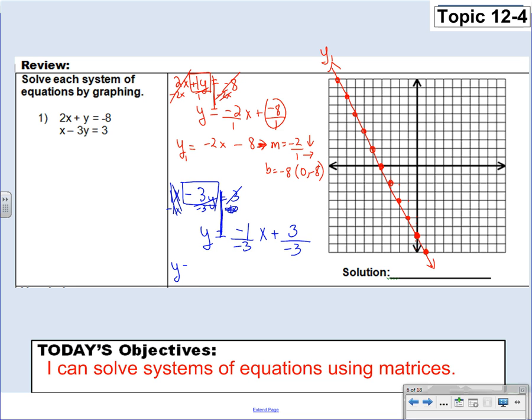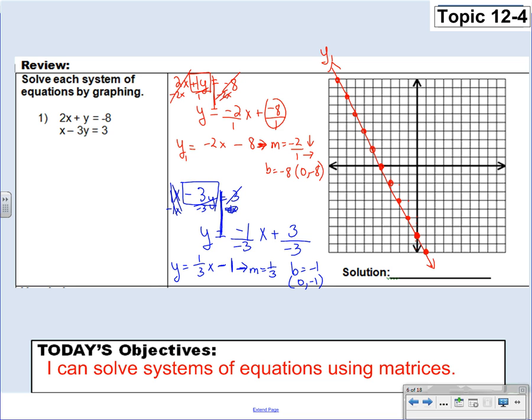This will give us y equals a negative 1 over negative 3 is a positive 1/3, and then 3 divided by negative 3 is a negative 1. So positive 1/3 minus 1. This tells us that the slope is a positive 1/3, and our y-intercept is negative 1, or the coordinate (0, negative 1).